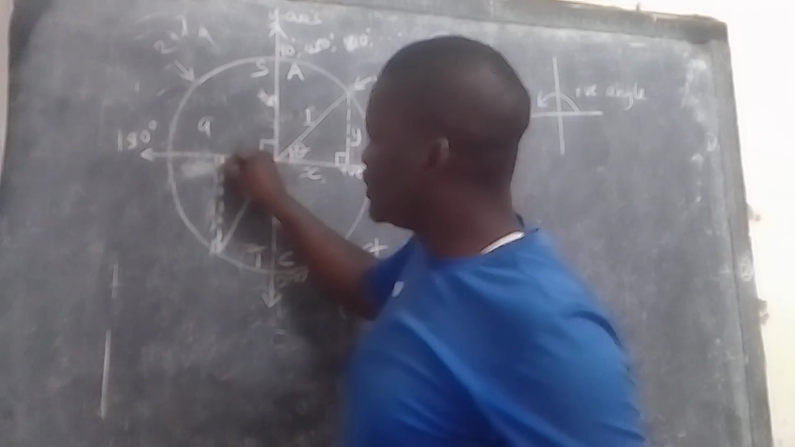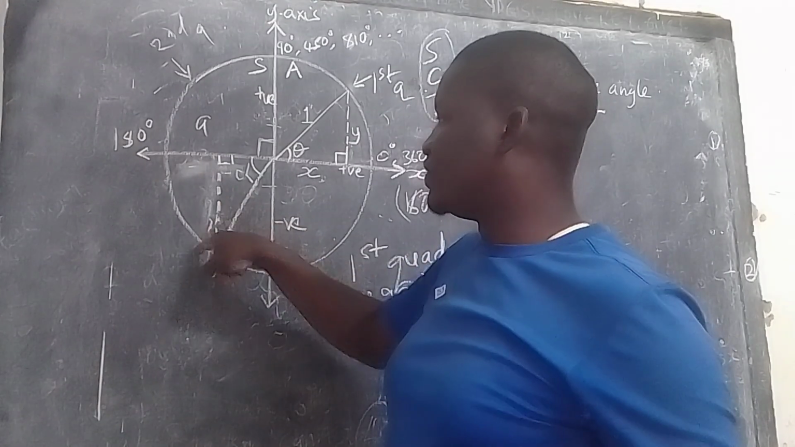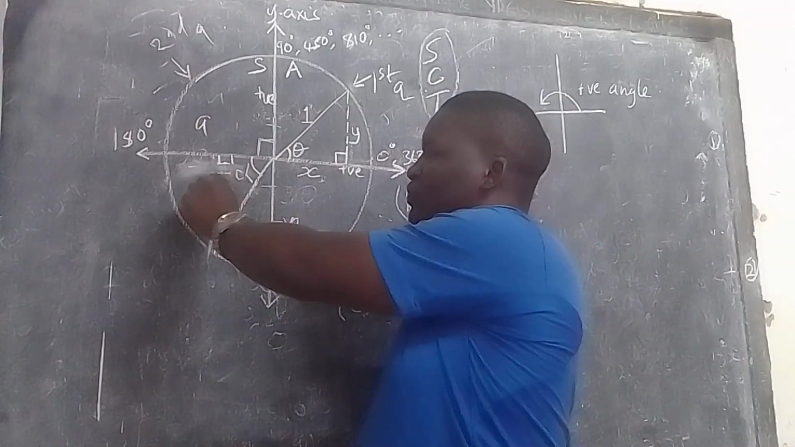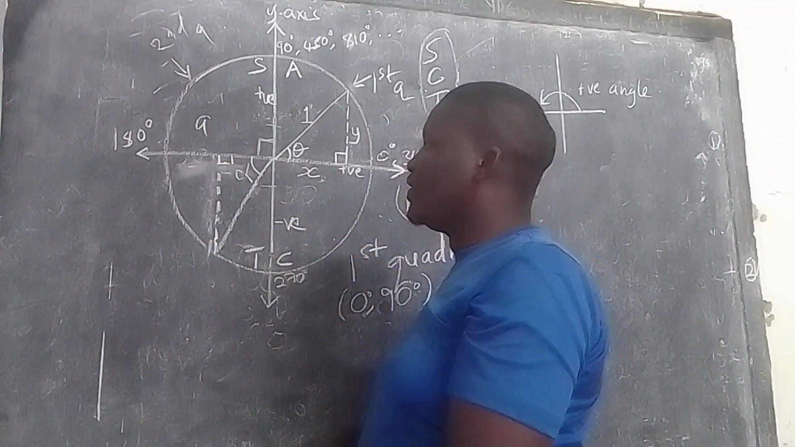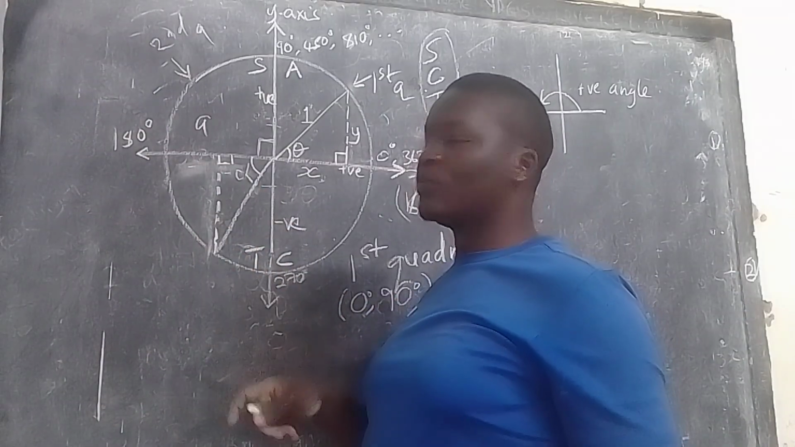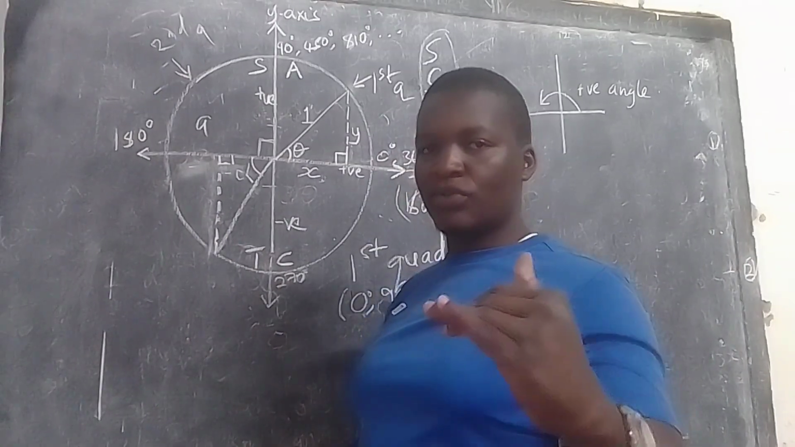So where this line meets the horizontal becomes your 90 degrees. At this point we are saying you are not going to just leave it like this. This one is going to be y because it is vertical. This one is going to be x because it is horizontal.